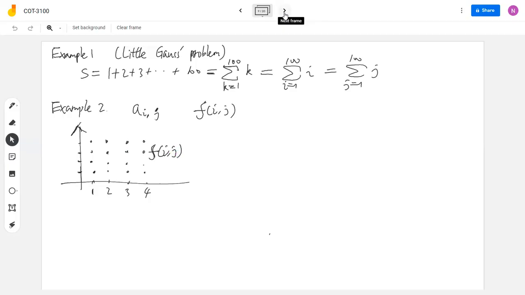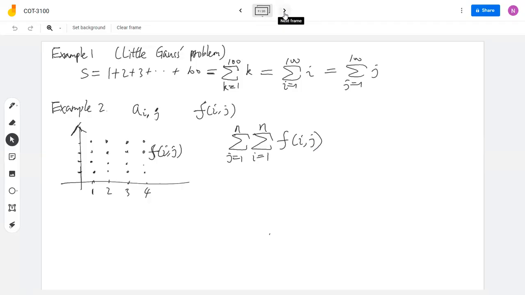Suppose I want to do the summation of f_ij. So this is called double summation, i equals 1 to n, j equals 1 to n. This is called a double summation. So what does this mean?